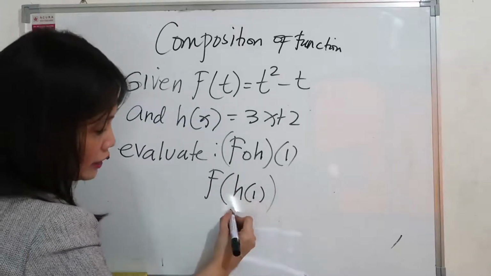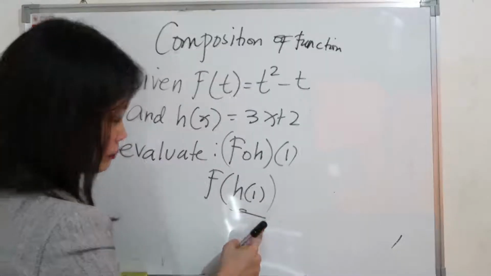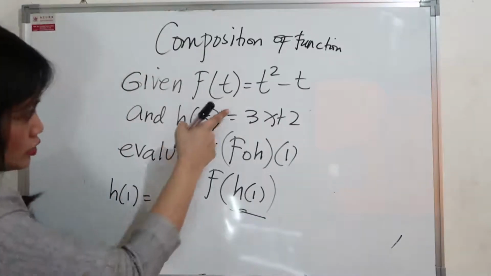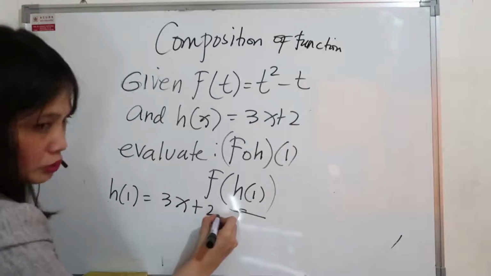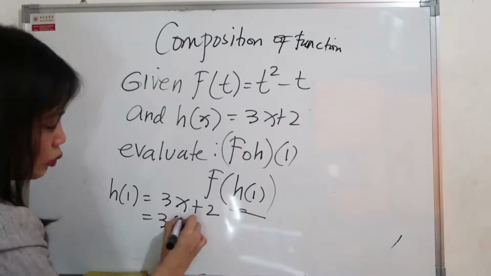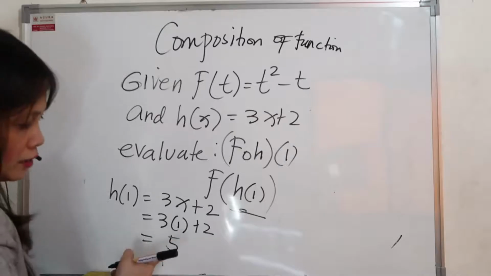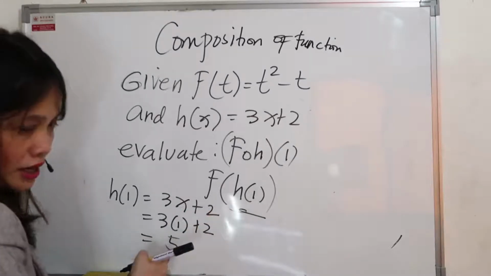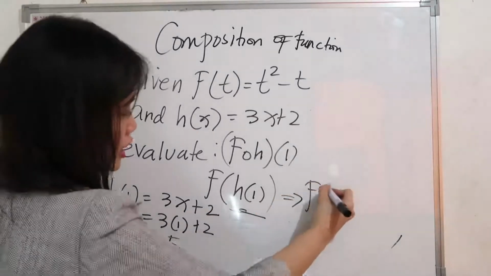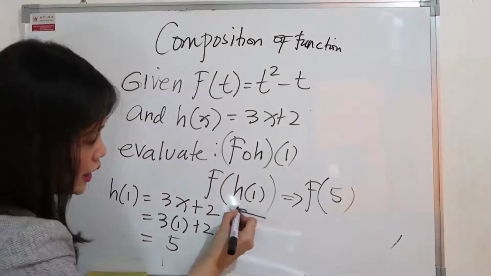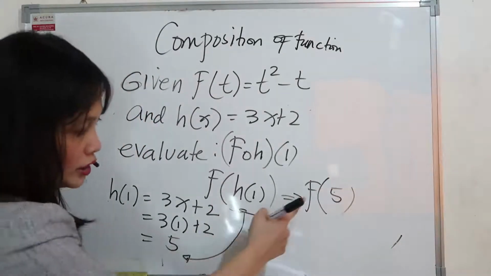So we need first to get h of 1. h of 1 muna. So h of 1 is equal to 3x plus 2. So we have 3 multiplied by 1 plus 2. That will be 5. So h of 1 is 5. Therefore, what is your f of 5, since h of 1 is 5?